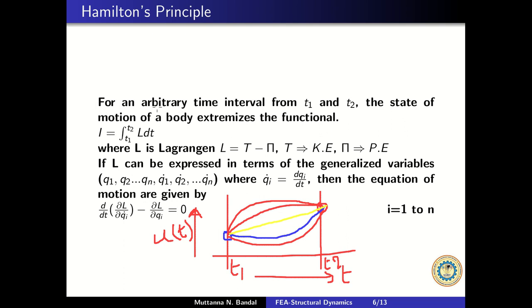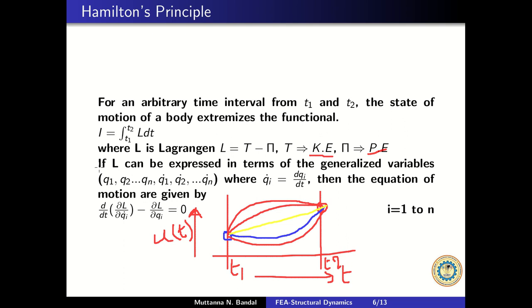So in the sense, for an arbitrary time interval from T1 to T2, from this time to this time, the state of motion of the body, which path it takes, can be found by this functional I, the integral from t1 to t2 of L, where L is the Lagrangian, which basically gives the energy factors, kinetic energy as well as potential energy. So Lagrangian L is defined as T, kinetic energy, minus potential energy.